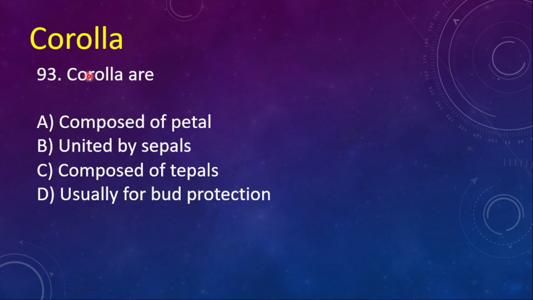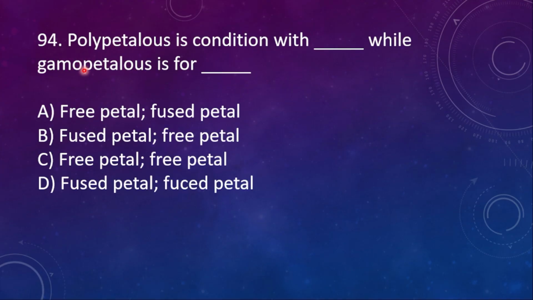Corolla. 93. Corolla are A. composed of petals united by sepals, composed of tepals, usually for bud protection. Corollas are composed of what? Petals, the colorful thing, whatever you are going to see in a flower, that one is nothing but a corolla. 94. Polypetalous is the condition with free petals, while gamopetalous is the condition of fused petals. So option A itself is right.